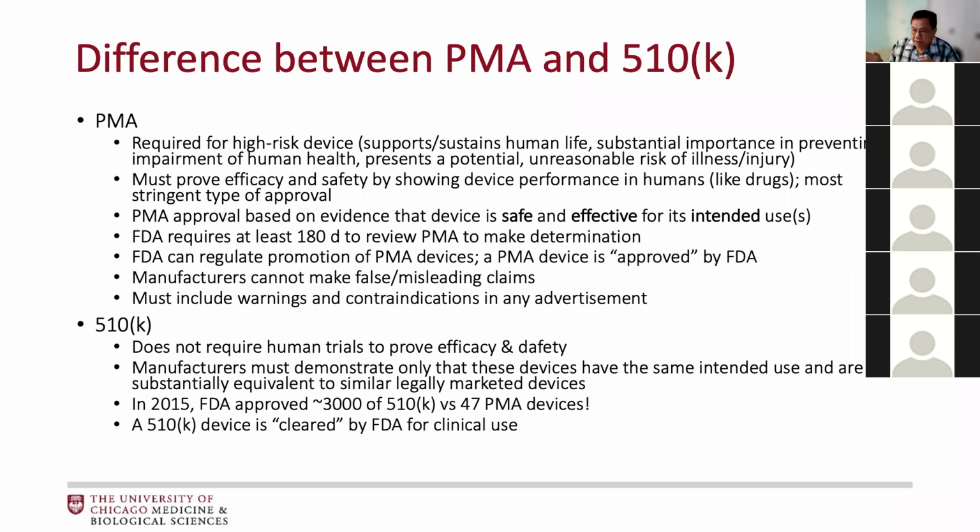You just have to show that it's equivalent by all the usual tests that we do, that it will produce about the same result. And you don't necessarily have to do a human trial to prove efficacy and safety, which is a lot of money and lots of time. So that's why manufacturers like to avoid the PMA as much as possible. In 2015, for example, FDA approved 3,000 devices via the 510K versus 47 PMA devices. So now you know why. Other than expense, it's also time. Anybody have any questions here? 510K, PMA. You learned two new terms.